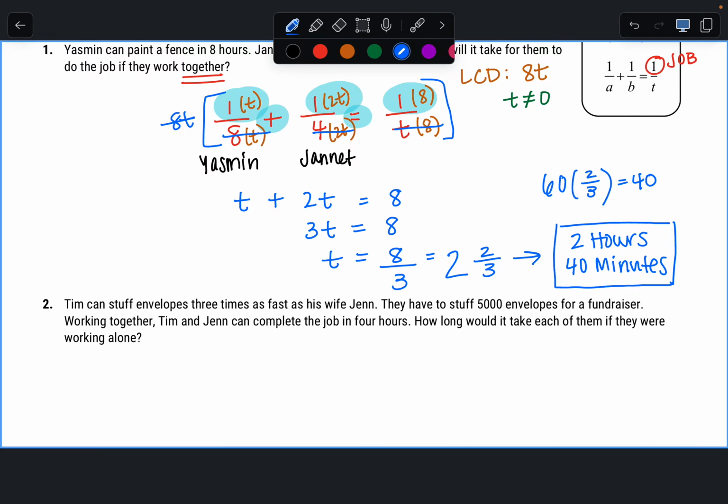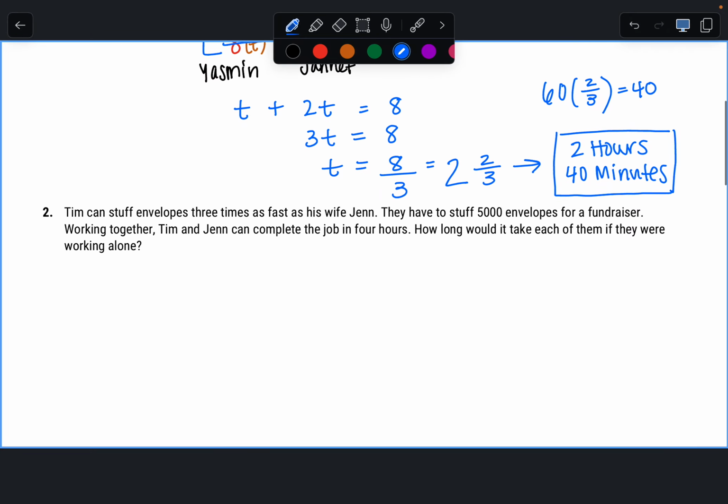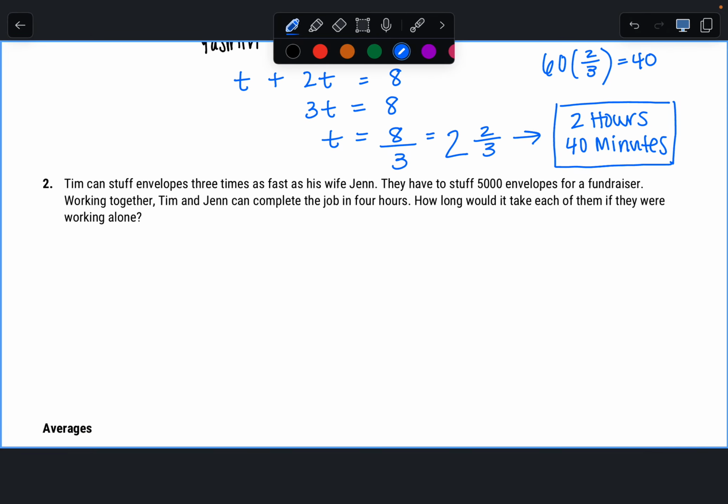Yep. Okay, let's go to the next one. So it says Tim can stuff envelopes 3 times as fast as his wife Jen. They have to stuff 5,000 envelopes for a fundraiser. Really quickly here, a big mistake that people make, even though they have 5,000 envelopes, a lot of people want to change the numerator to be 5,000. The numerator in this case is still going to be 1 because it's one job overall.